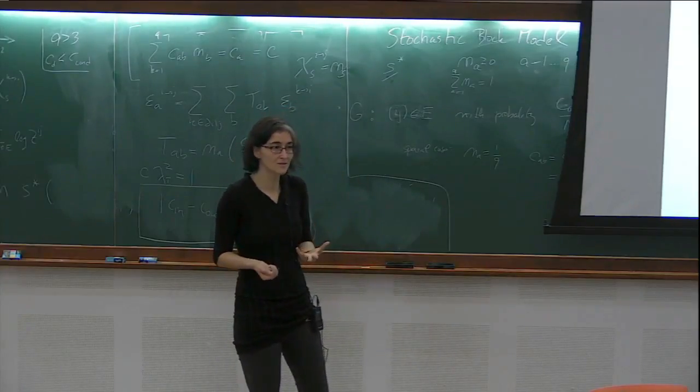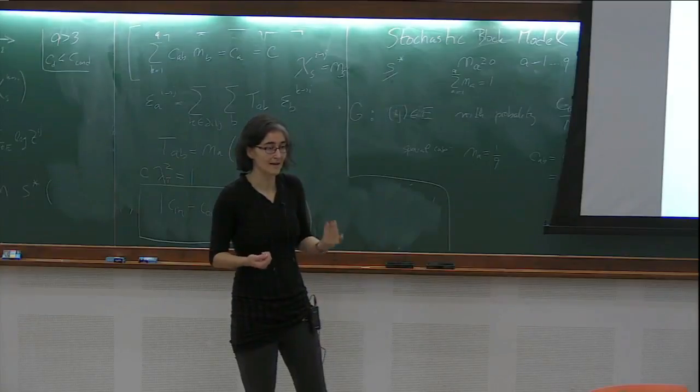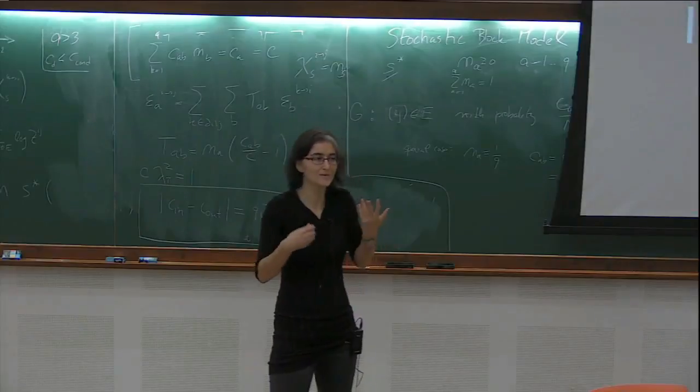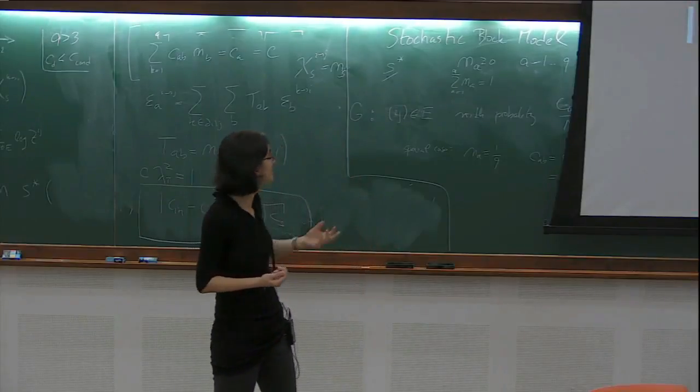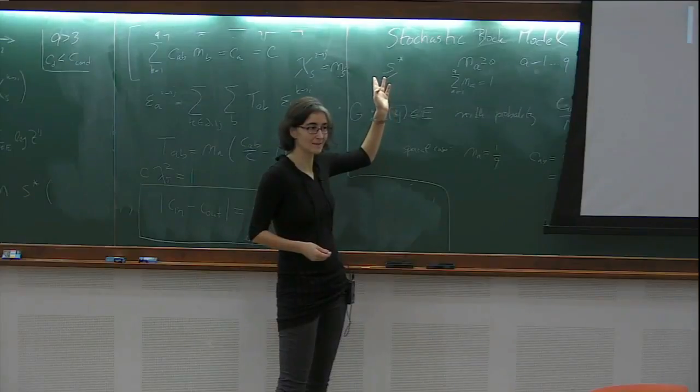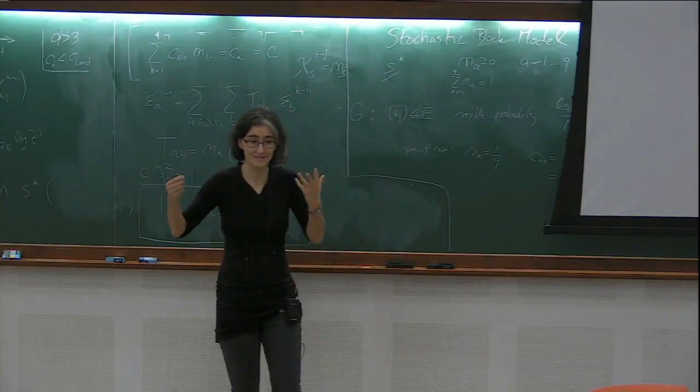So why don't you look at its spectra and at the eigenvectors? Won't your eigenvectors be related in some simple way to this configuration S star? Right? So let's think about it as physicists.